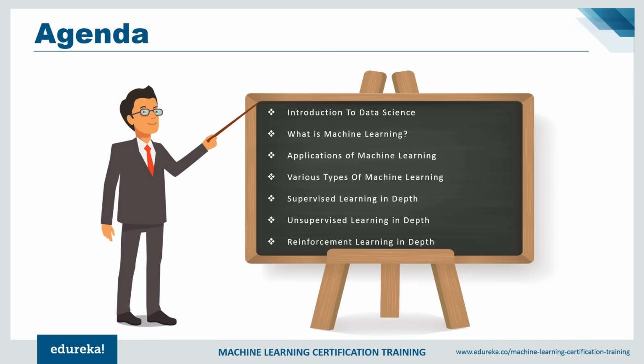And moving forward, we'll discuss the various types of machine learning, which are namely supervised, unsupervised, and reinforcement learning. And we'll discuss all of these three types of machine learning in depth, wherein I'll discuss the various algorithms which are present in supervised, unsupervised, and reinforcement learning. And we'll discuss the math behind all of these algorithms, how these algorithms work. We'll also have quite a few demos in this session, so stay tuned to learn more about machine learning.